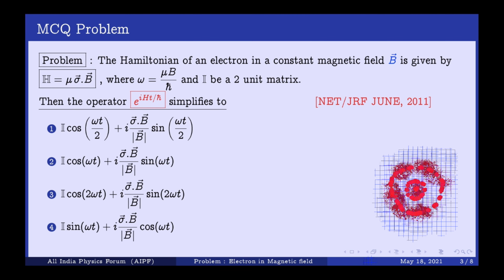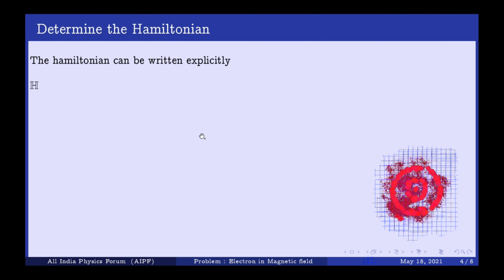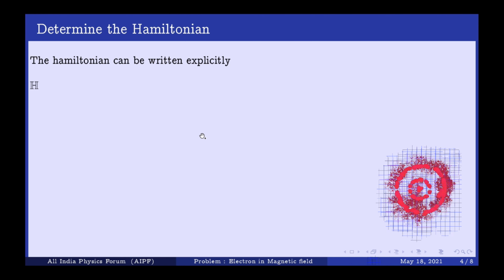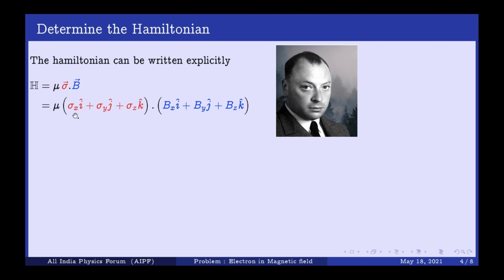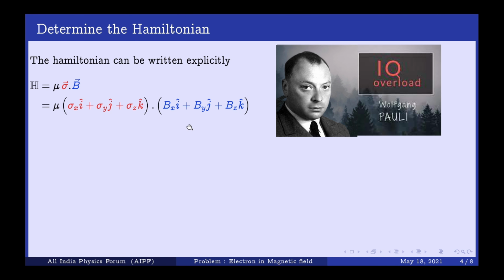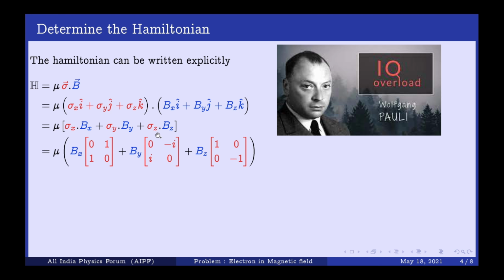Okay, so you can try it. The explicit matrix representation for this Hamiltonian, and for that we will explicitly break this sigma dot B. So you can see that this sigma can be written as sigma x i cap, sigma y j cap, and sigma z k cap. This was usual to you. Now this dot product appears to be sigma x Bx, sigma y By, and sigma z Bz.